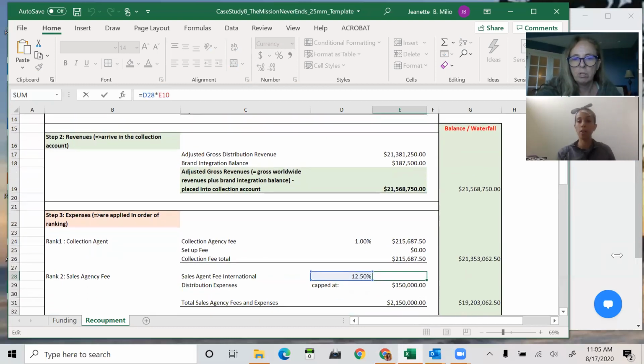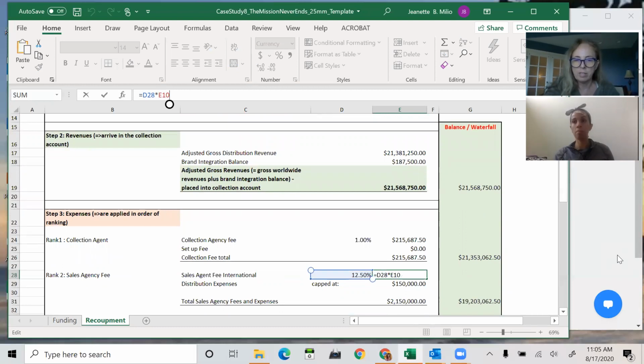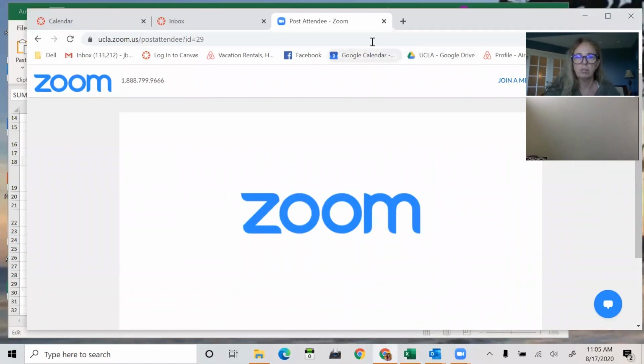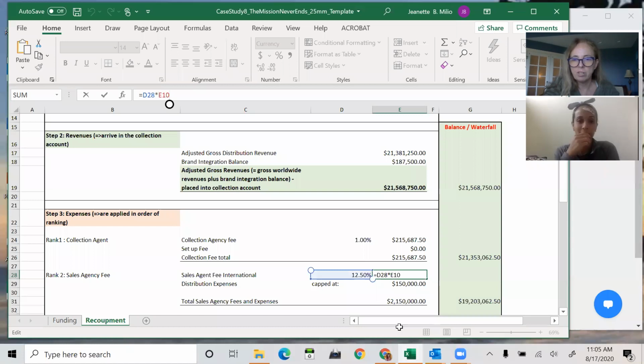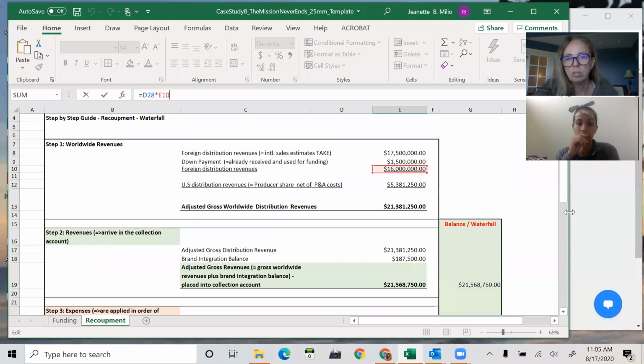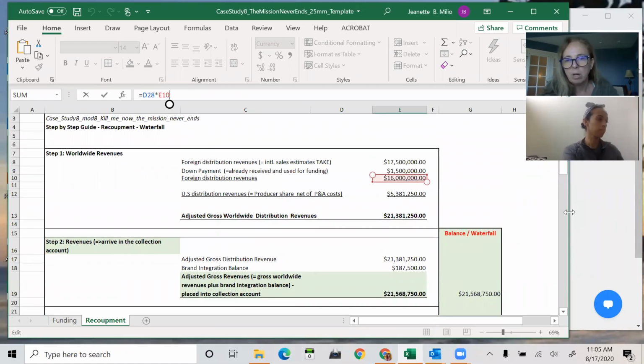So we're going to do the sales agency fee now. The sales agency fee was 12.5%, and the sales agent is charging us. Oh no, it's fine. I'm back. All right, no worries. So the sales agent is charging us 12.5% of our international, which is this, because we already paid him the money for the 1.5 million. So he's only getting 12.5% of what's left, which is 12.5% of 16 million, right?